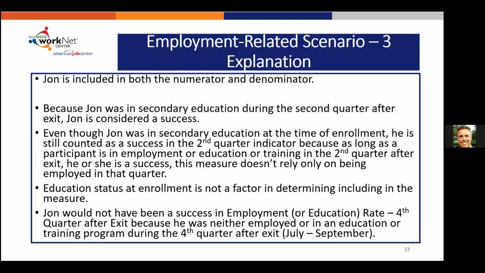In this case, he would be a positive or a success for the measure of second quarter, which is what was asked. But if we think forward and wonder what the outcome would be in the fourth quarter, John would not have been a success, because October would have been a fifth quarter after exit. If you think of your quarters when they exited, July through September is the fourth quarter. He wasn't employed until October. So had the question stated fourth quarter, not second quarter, he would not have been a success.